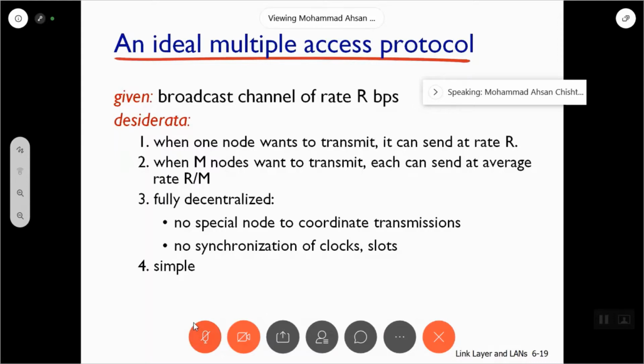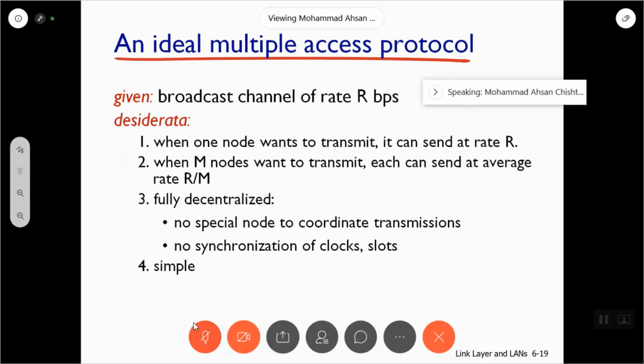So if R is the data rate it can send, we should get the maximum throughput, that is R bits per second, when it's only one node. But if there are M nodes that have to send data, then each node should get a throughput of R by M bits per second.